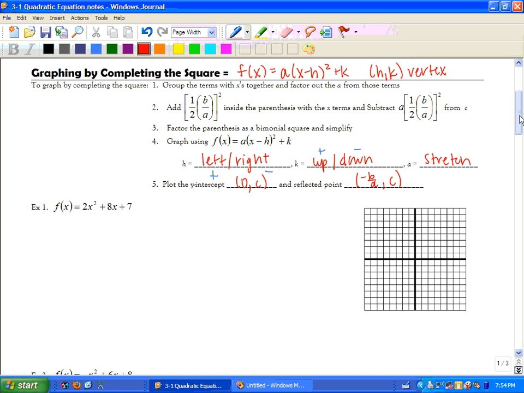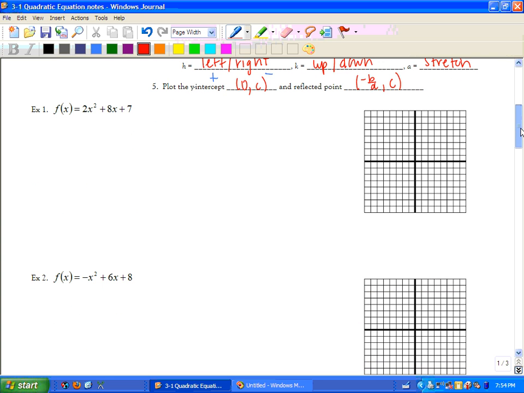So if we look at this first example, we have negative 2x squared plus 8x plus 7. So the first thing we're going to do is group those two terms with the x's together. And then we're going to factor that 2 out of there. And then we need to put in something to make that a binomial square. And then we also have to subtract it from that side. So that way we're virtually not changing the equation.